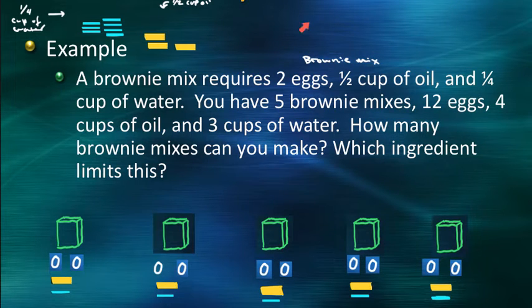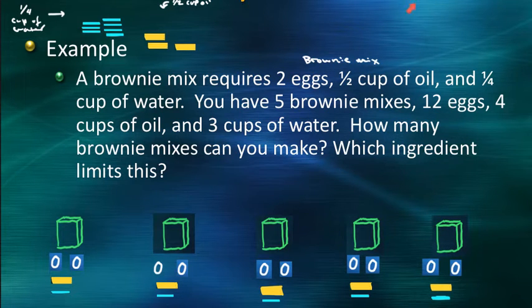Okay, so I have pulled all of the ingredients we had up here together to form as many brownies as we could possibly make, right? So we had 5 boxes of brownie mix, 12 eggs, 4 cups of oil, and 3 cups of water. So how many can we make with all of that? Well, I pulled my 5 brownie mixes. I gave them each 2 eggs, a half cup of oil, and a quarter cup of water from all my ingredients here. So I could make a maximum of 5 trays of brownies, okay?